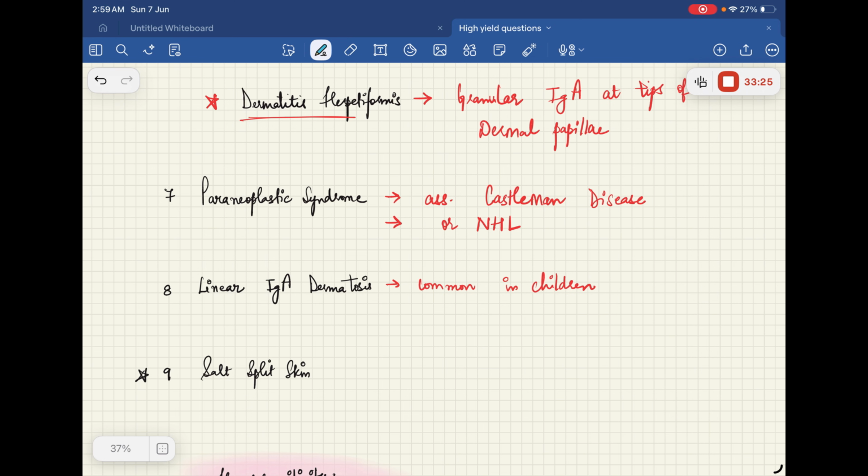And it gives a string of pearls or cluster of jewel sign. Cluster of jewel sign. Just remember the appearance of the histopath section. String of pearls or cluster of jewel sign.